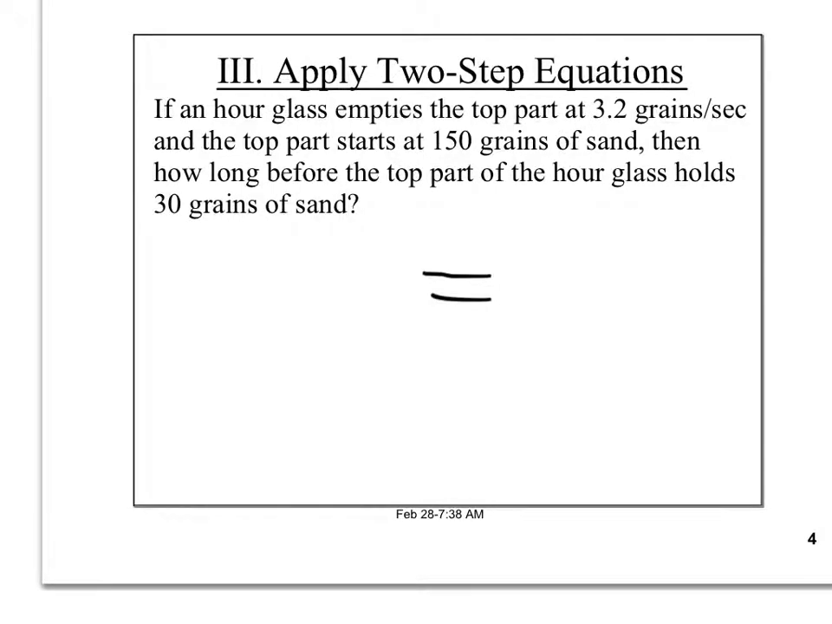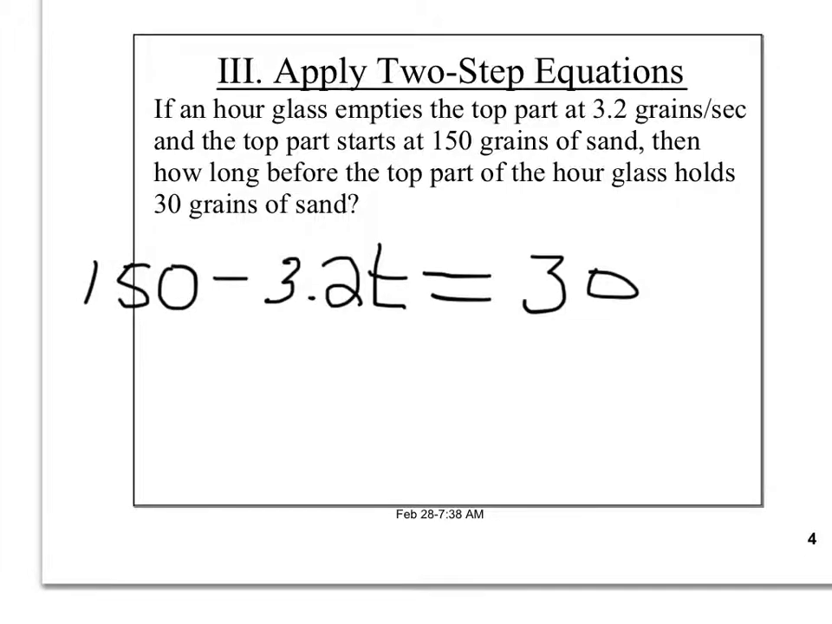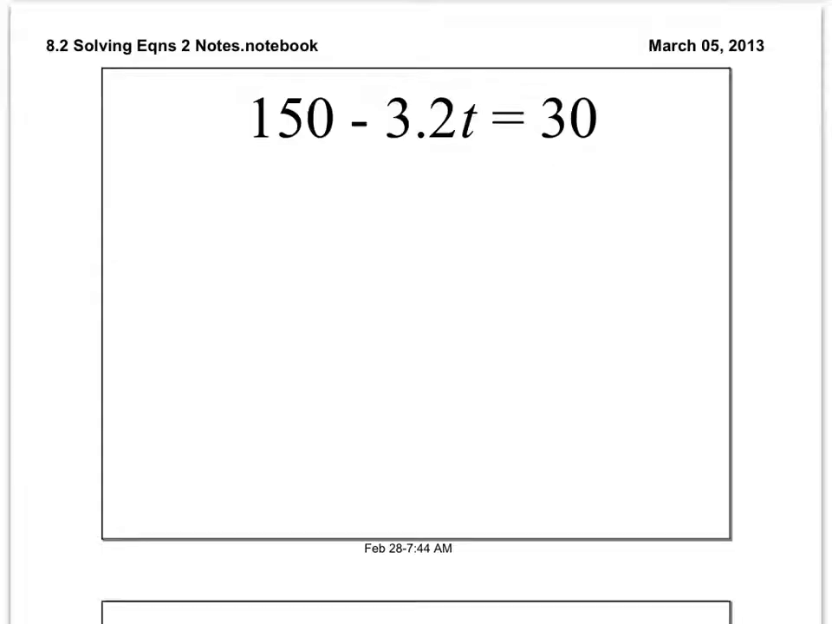On the right hand side of the equal sign is always what your result is, what you ended up with, how much money you made, the total amount. In this case, we will end up with 30 grains of sand at the end. You are losing 3.2 grains per second, so that is where our variable goes to figure out how long it'll take, and you start with 150 grains of sand, leaving us with, so this now leaves us with a nicer looking equation that's all typed.